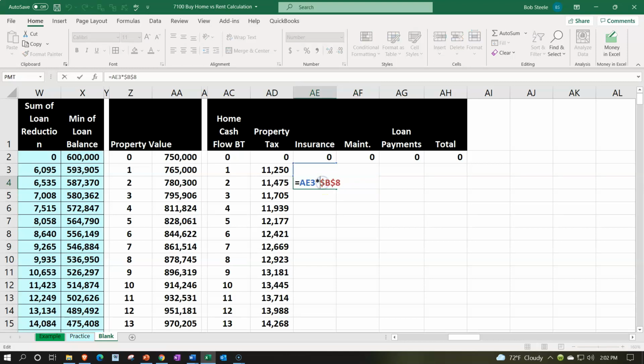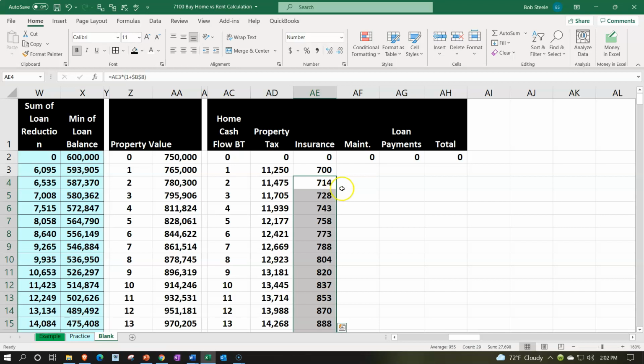So I'm going to double click on this, go back in here and say it's got to be times brackets 1 plus B8, or the 2%, closing the brackets. So it's times 102%, or 1.02. That's the number we're looking for, 714. Copying that down. There, that is maintenance.